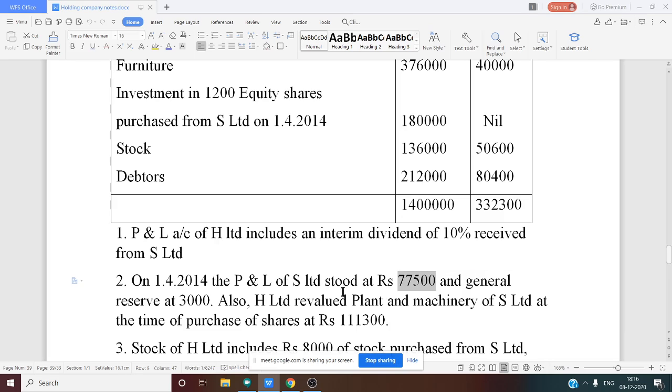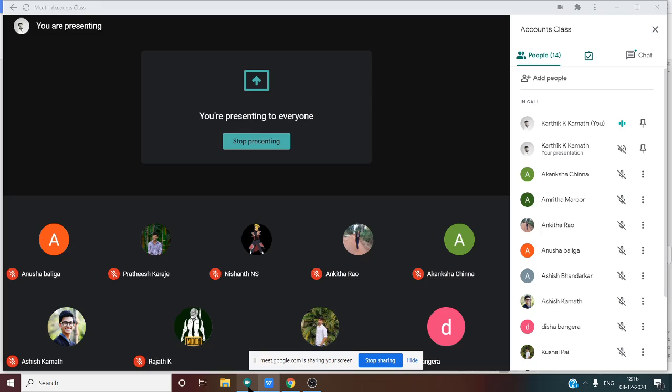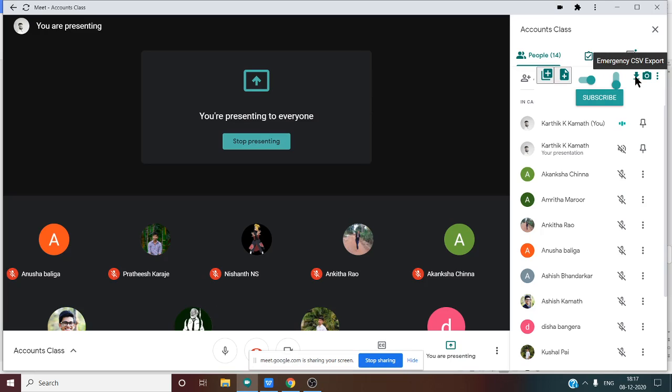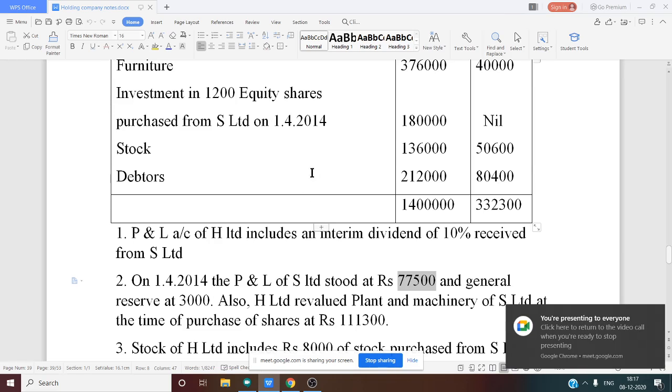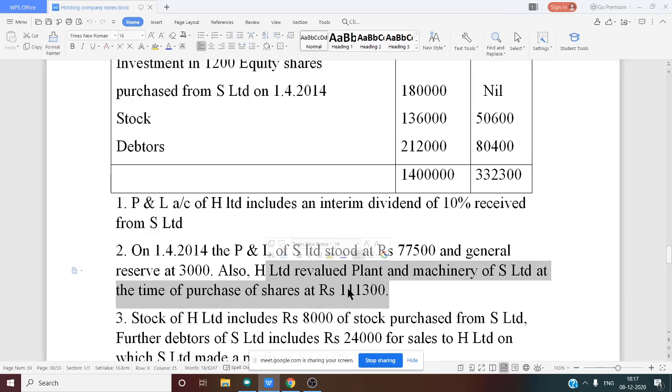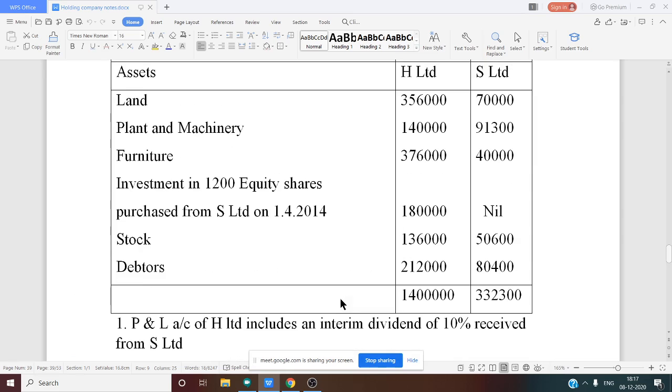But in this problem, there are certain adjustments that we have to discuss. Acquisition is made at the beginning of the year, so there is no need to calculate the pre-acquisition current year profit or loss. No need of calculating current year profit or loss. Then H Limited revalued the plant and machinery of S Limited at the time of purchase of shares at 1,11,300. So now we want the plant and machinery of S Limited given in the question.